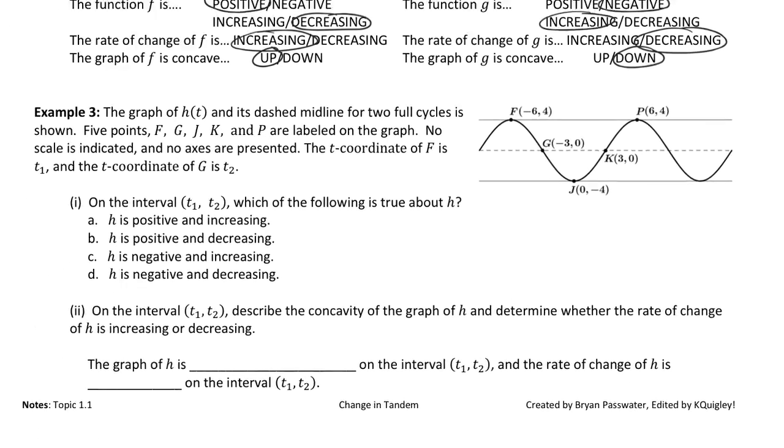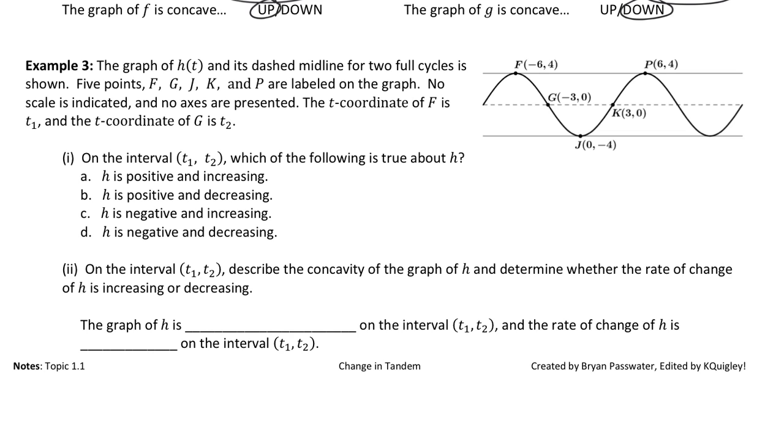So let's see what this might look like in an AP style question. There's a lot of words here, and I promise you it's not even that bad. It says, the graph of h of t and its dashed midline for 2 full cycles is shown. So we have this function h of t, and we have these coordinate points along the line. 5 points F, G, J, K, and P are labeled on the graph. No scale is indicated and no axes are present. The t-coordinate of F is t1 and the t-coordinate of G is t2.